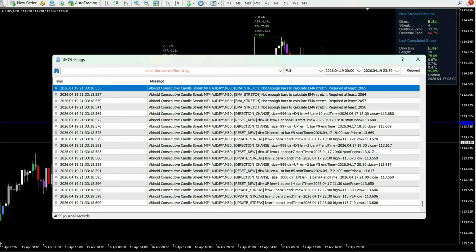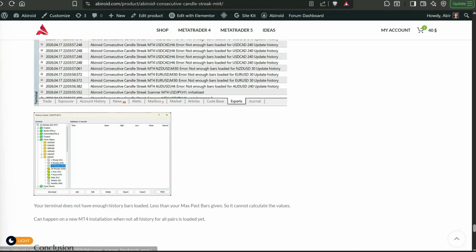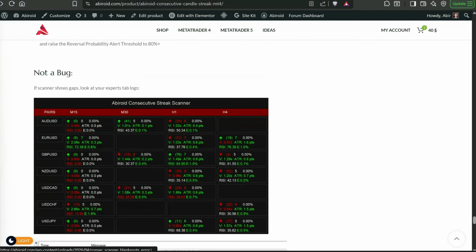So just go over this product page and let me know what you think. I'm not sure if I'll add any more checks to this one because I don't want the scanner to get too heavy. But I really hope that you enjoy using this.